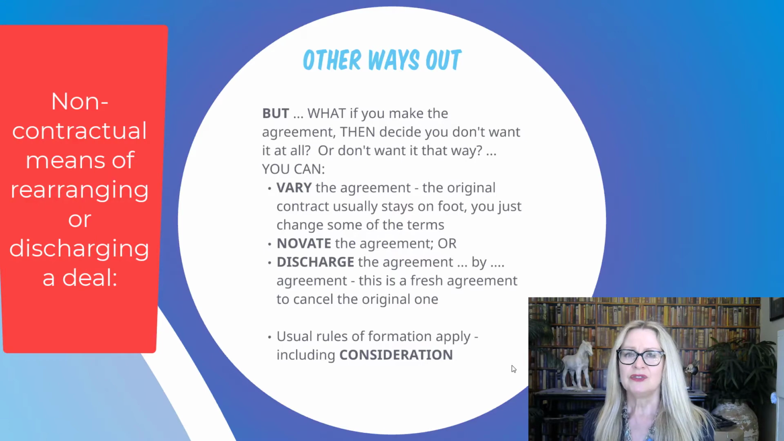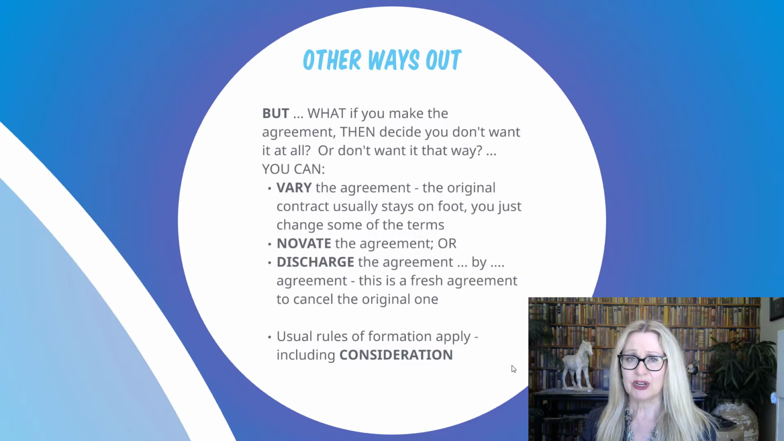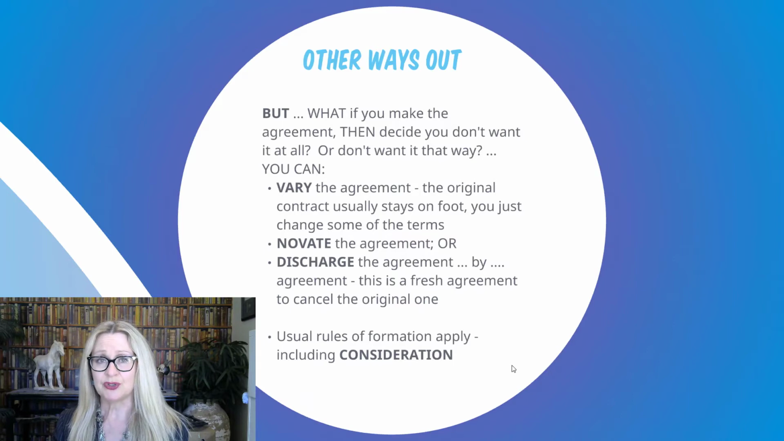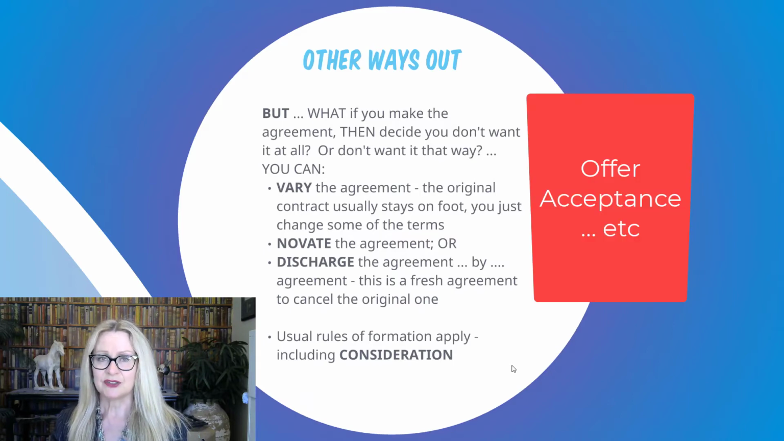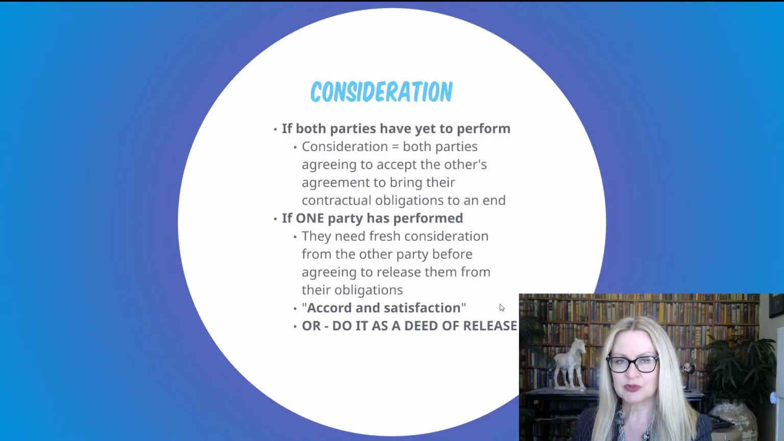and we will also talk about some non-contractual ways that the parties can either get out of their obligations completely or partially, and they are waiver and abandonment. But for contractual means of rearranging the deal, variation, novation, discharge, you're going to require all of the usual antecedents of forming a contract, including consideration. Now, the issue of consideration does sometimes cause problems.